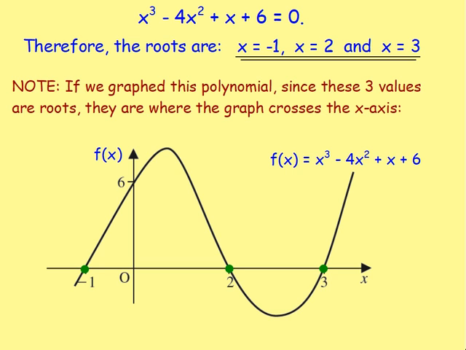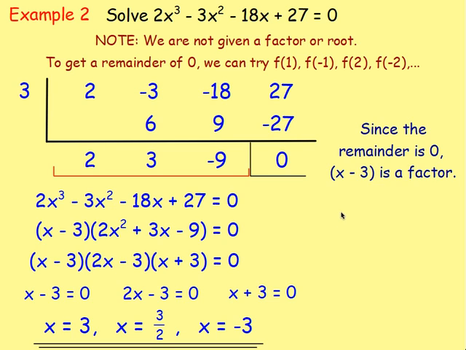Remember, these would be the places that the graph would cross the x-axis, as you can see right here with these big funky green dots. Why? With this example here, we had to solve that polynomial equals 0. Again, you're not given a factor or a root, so we need to evaluate f of 1, f of negative 1, f of 2, f of negative 2. Sub in 1, negative 1, 2, negative 2 in here and see what does give you 0.